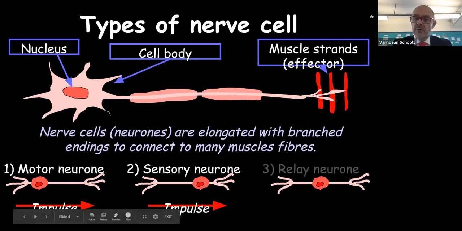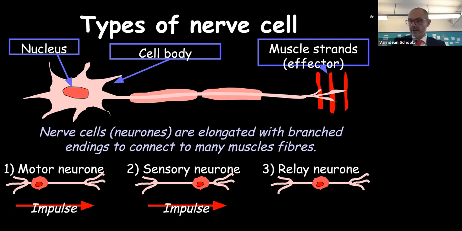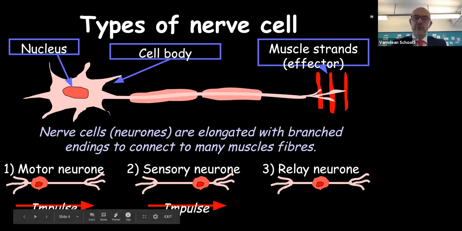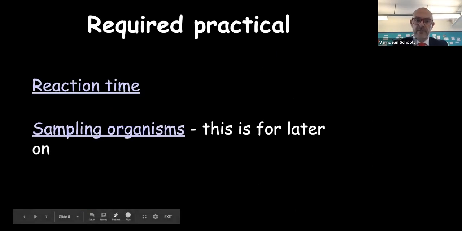And then finally, we've got a relay neuron. That's the one that turns the message round and sends it back again. It's a relay. It's in the middle, like handing over the baton in the relay. It hands over the impulse from the sensory to the motor neuron so it can go and do something.